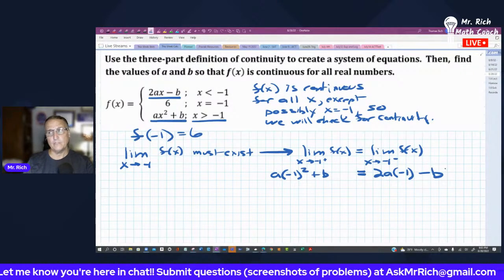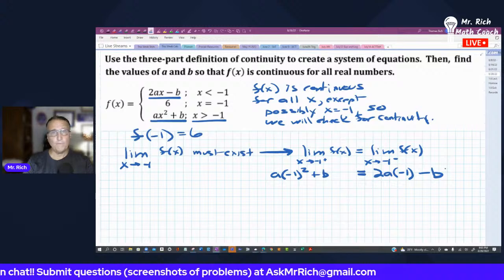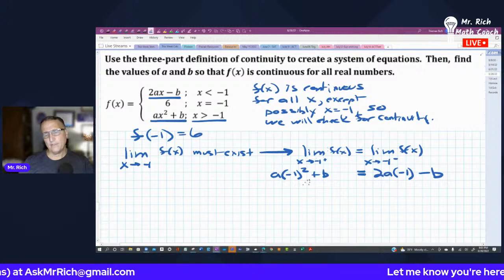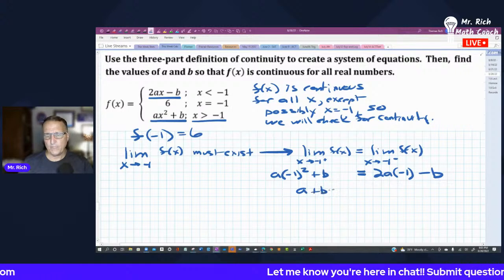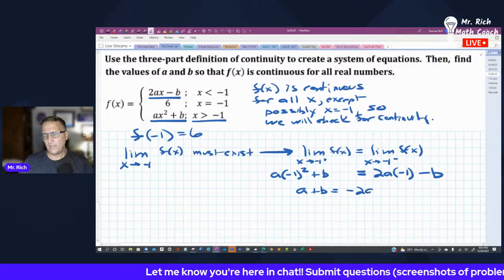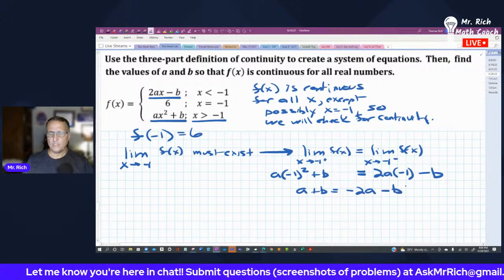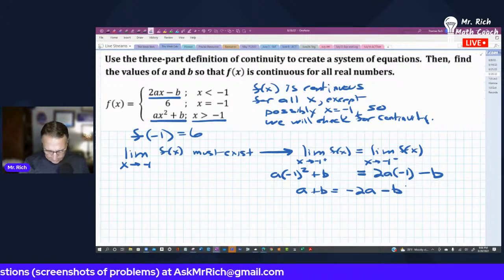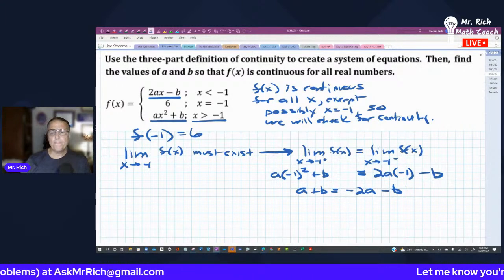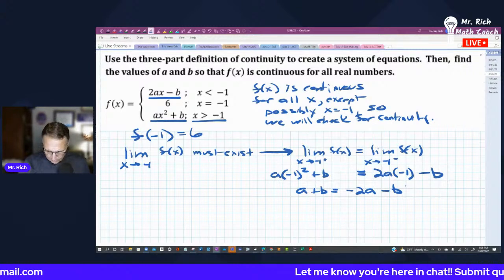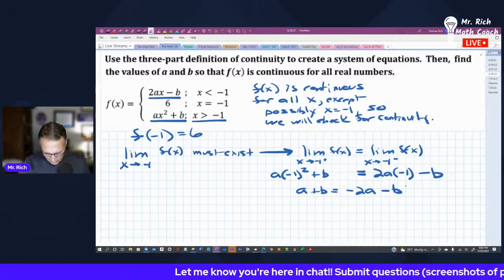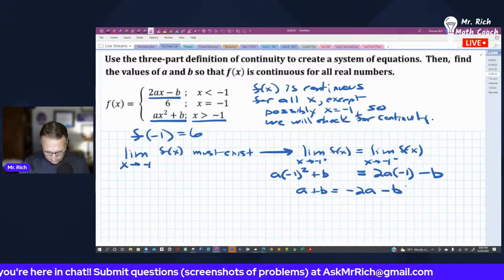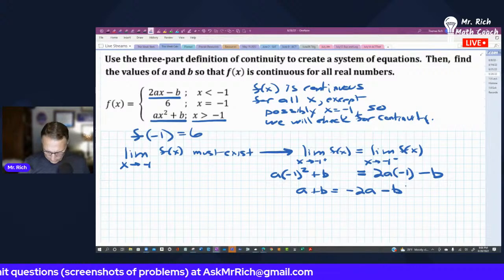equal to each other, because for the function to be continuous at -1, the right and left-hand limits have to be the same value. So if I simplify this equation, I get a plus b is equal to -2a minus b. But I need another equation, because what I have right there is a system of equations with two variables. So I want to get myself one more equation.